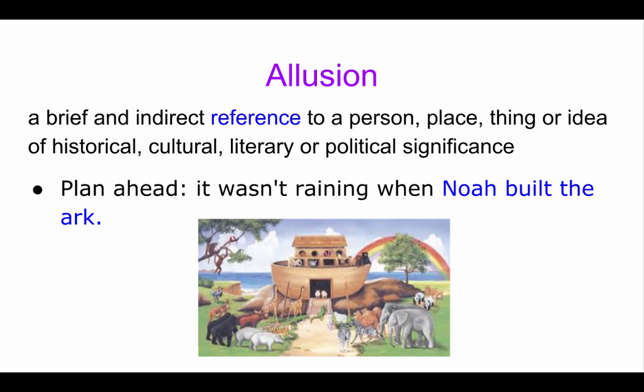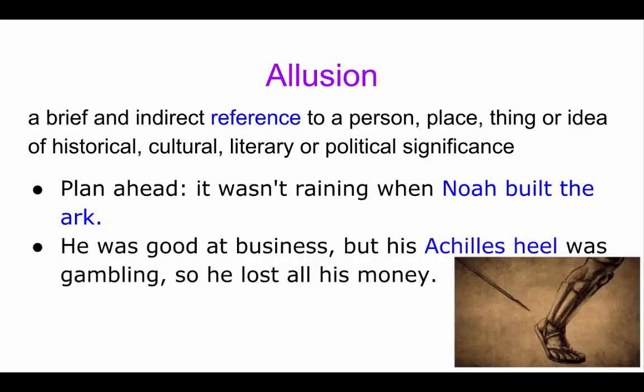If you know the story of Noah and his ark from the Bible, you understand the point the writer is trying to make. How bad it would be to be caught in a downpour without an umbrella. Another type of allusion you might come across is a mythological or literary allusion. Here's one. He was good at business, but his Achilles heel was gambling, so he lost all his money.